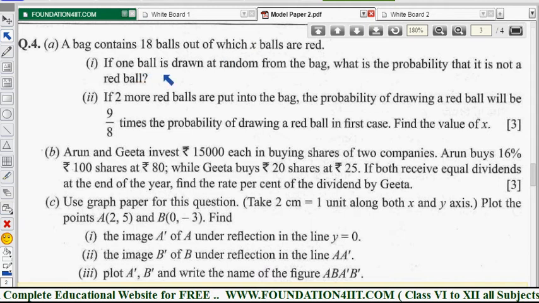First one, if one ball is drawn at random from the bag, what is the probability that it is not a red ball? And second, if two more red balls are put in the bag, the probability of drawing a red ball will be 9 by 8 times the probability of drawing a red ball in the first case. So find the value of x. Let us take the value of x as the number of red balls, then we can solve this.